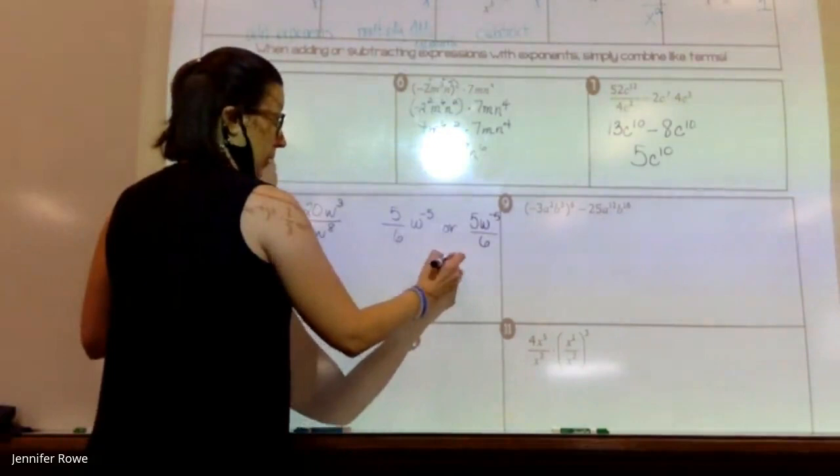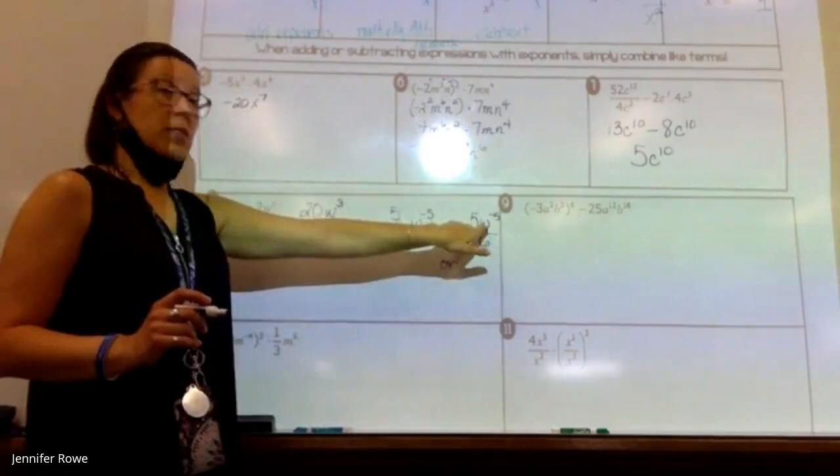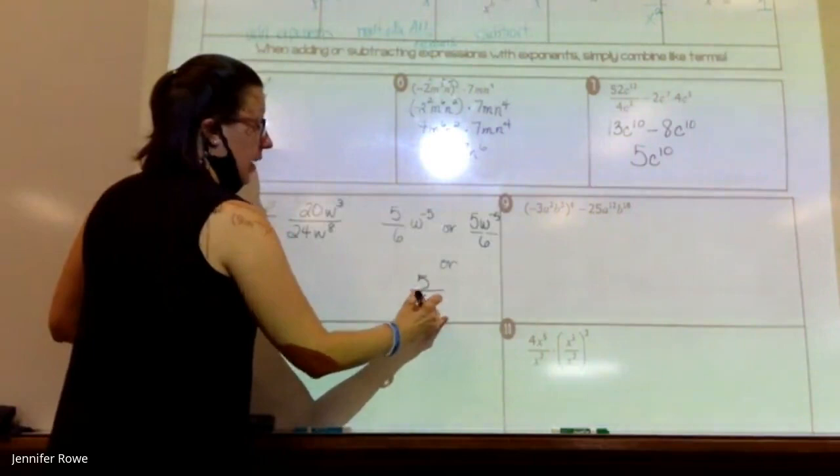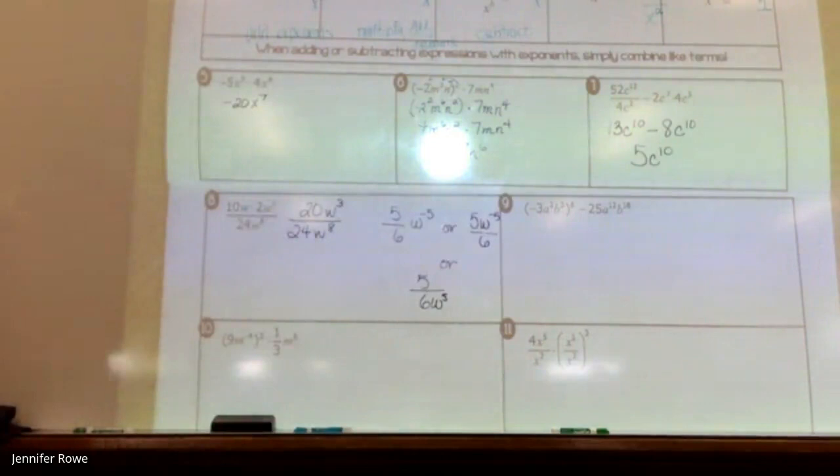Only this, not the 5/6. The 5/6 are separate. That negative 5 only belongs to that W, correct? Yeah. Okay. So the 5/6 would stay exactly the way it is, and the W would flip to the bottom. All three of those are the same exact thing.